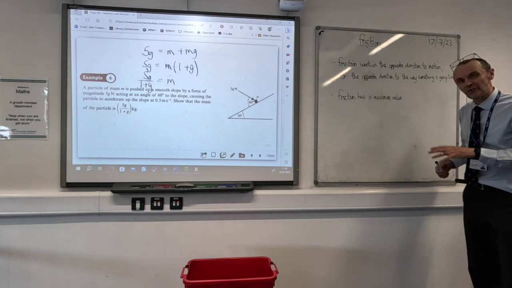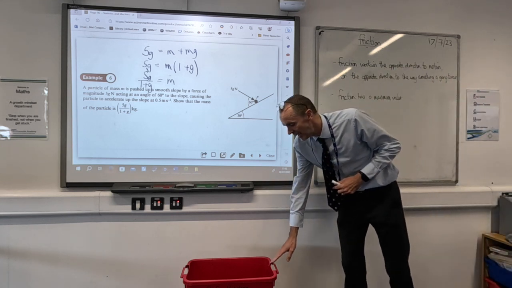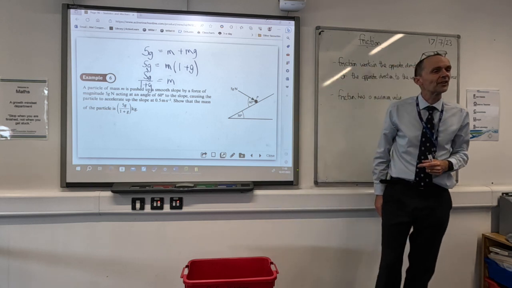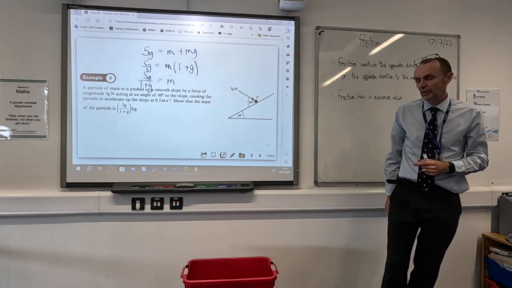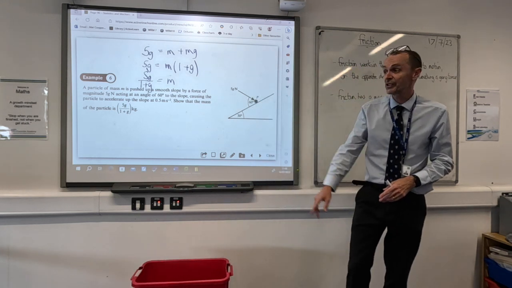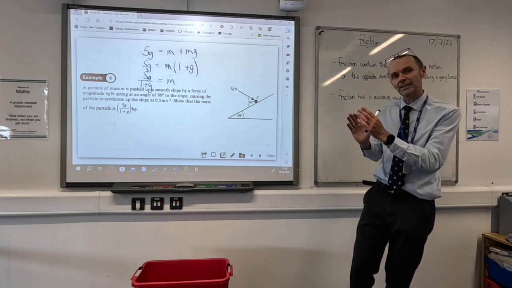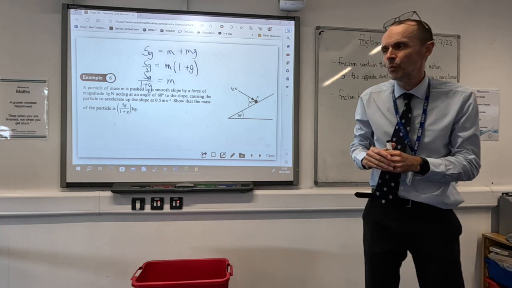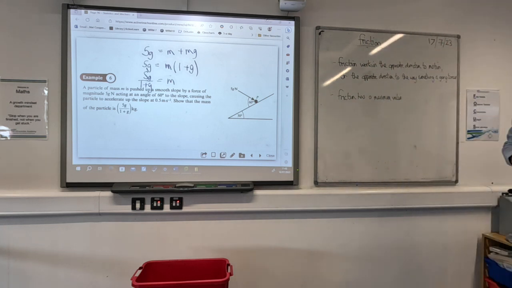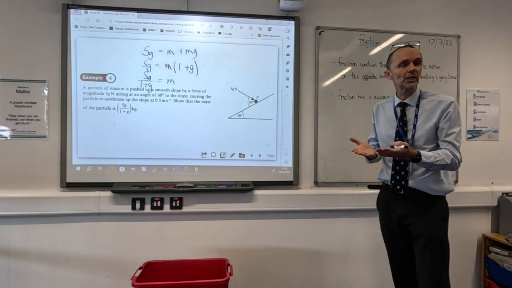So friction is affected by the surface, but it's also affected by the mass of the thing you're trying to shove. It's a lot easier for me to push that box on this surface than it is for me to push my filing cabinet on this surface. It's the same surface, but it's a lot heavier. And actually, when we calculate the maximum value of friction, we don't use the mass, we use the reaction force, the normal reaction force, the force that the floor is having to push up with.